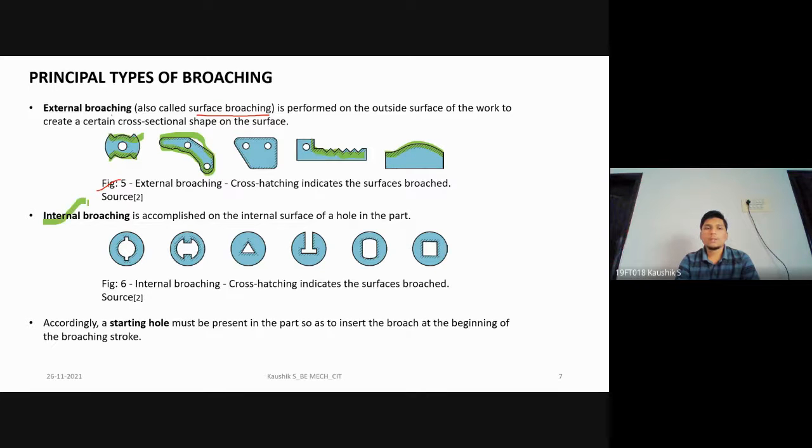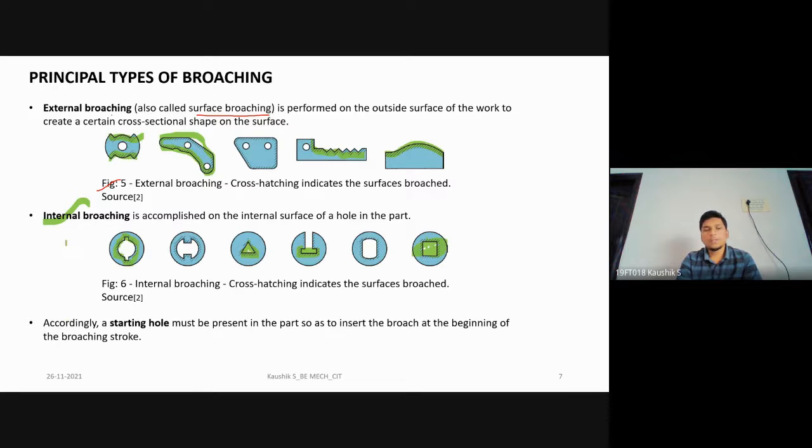Now we have the internal broaching process. Internal broaching is involved where internal shapes of different structures of a desired geometry can be machined using this technique. In the first figure, the circular form is cut with two keyways, and the second figure is similar to that. The third one could be in the form of a triangular or a square shaped bushing, and we can also have a keyway formed at the end.